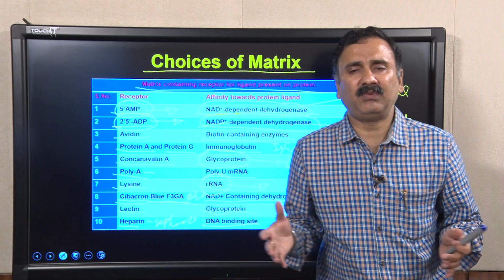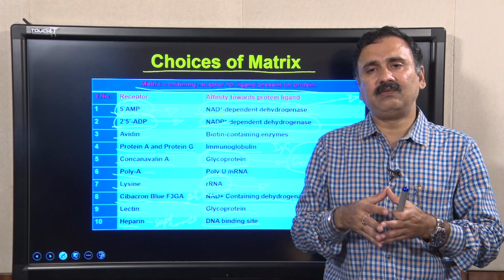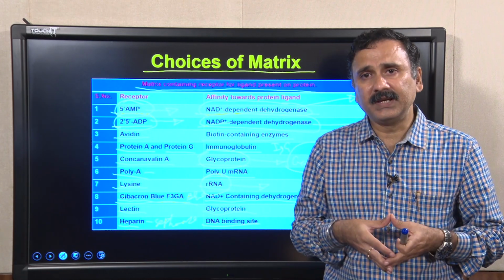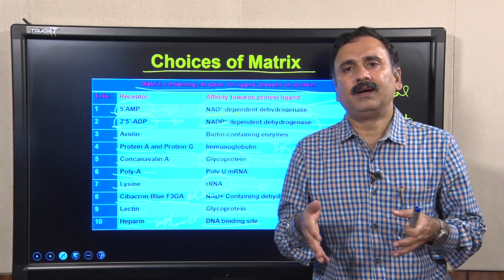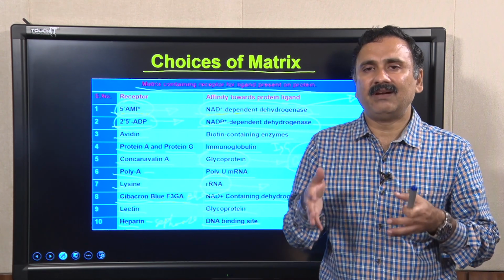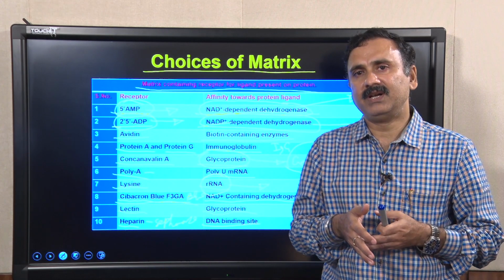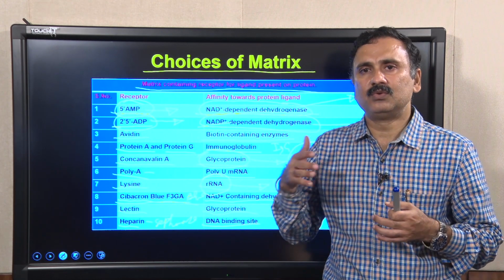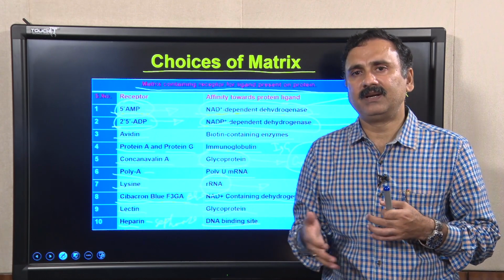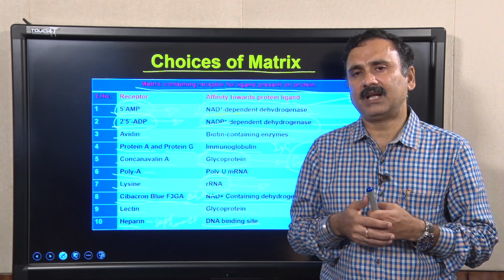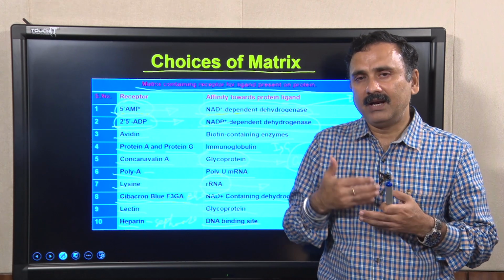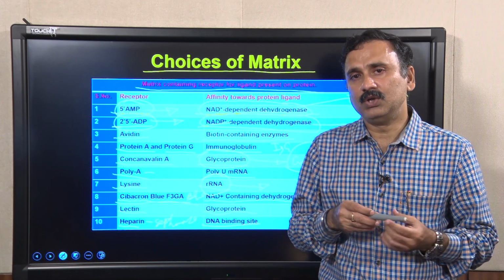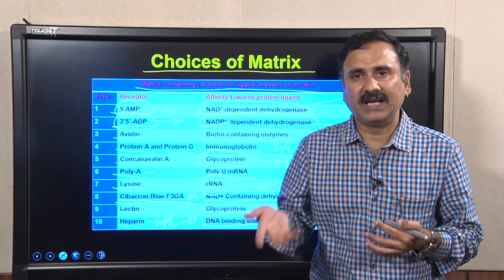So, these are some of the classical examples of the affinity chromatography matrix that people are using. We have many more columns or matrices available for performing affinity chromatography. If you are interested, you can go through the catalogs of the different companies, and that will give you an idea of the different types of chromatography columns you can use for your specific need.